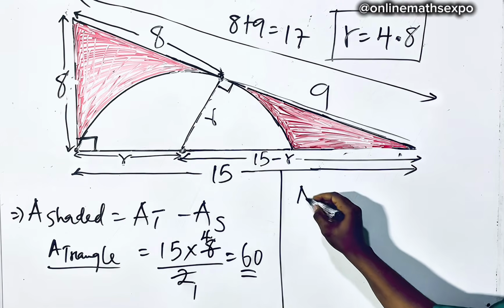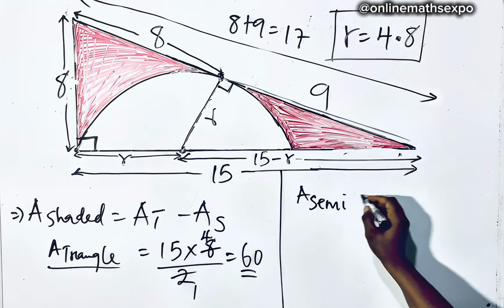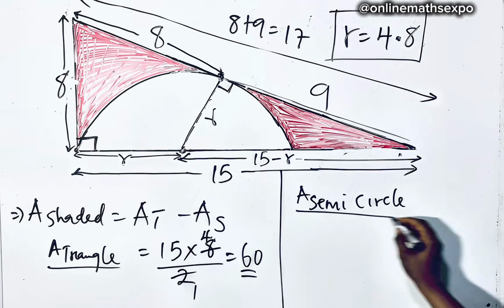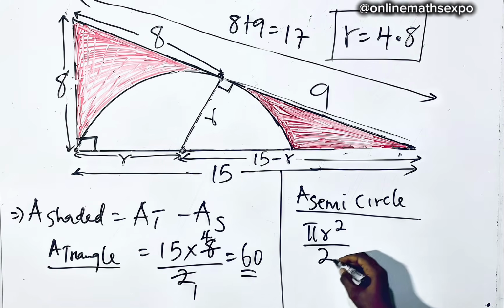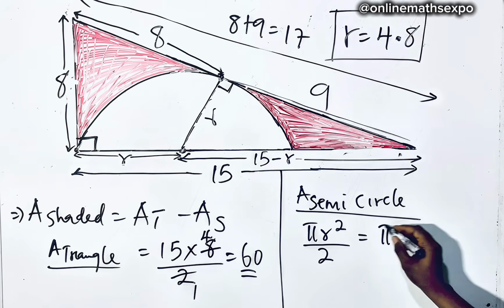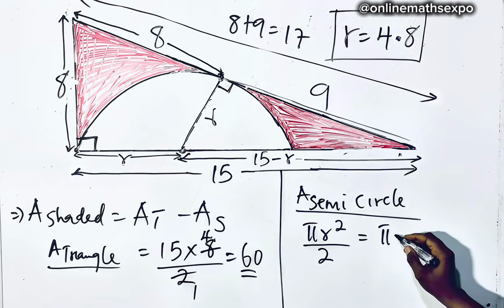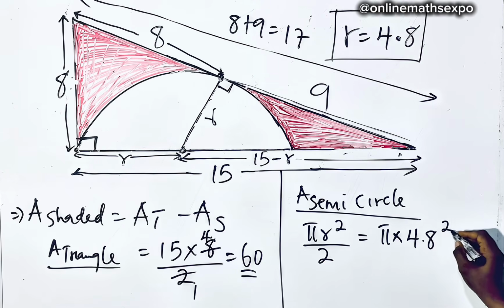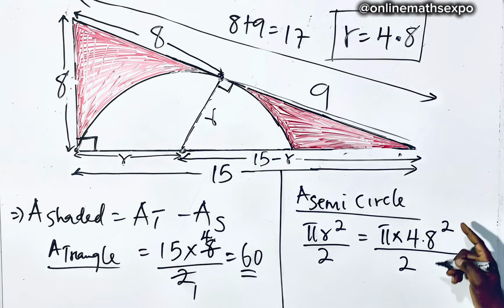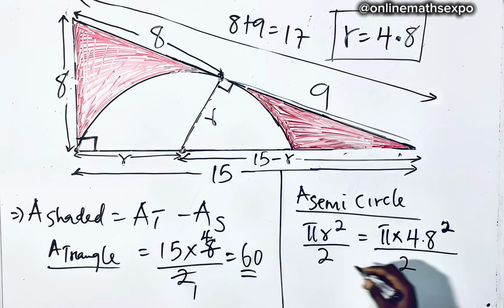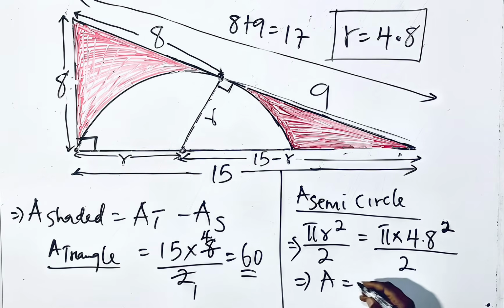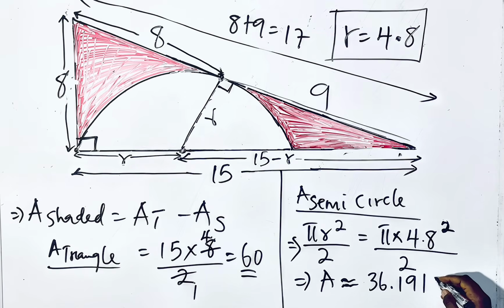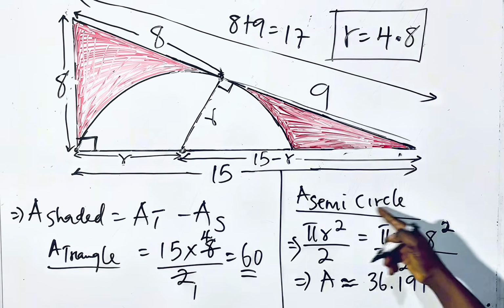Now let's get the area of the semicircle. The area of a semicircle is given as pi r squared divided by 2. So we have pi multiplied by our radius 4.8 squared, divided by 2. Key this into the calculator. We have approximately 36.1911. So this is the area of the semicircle.